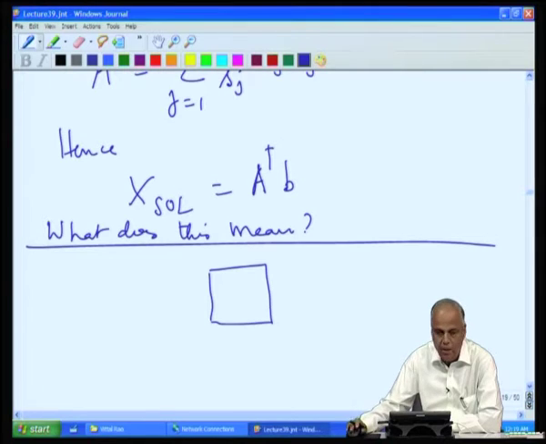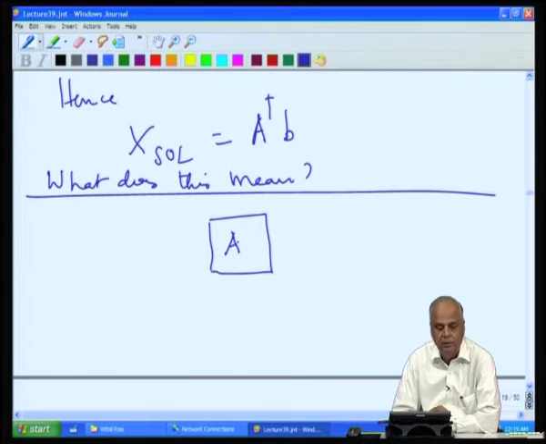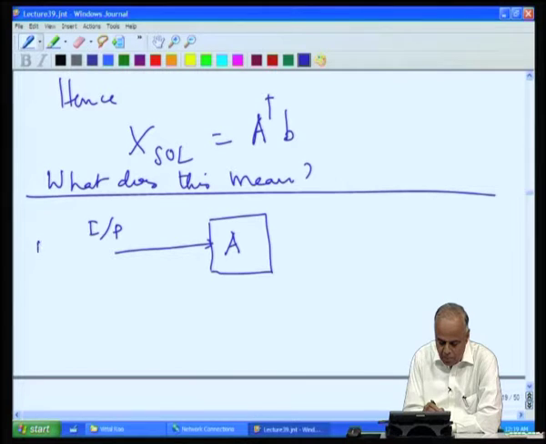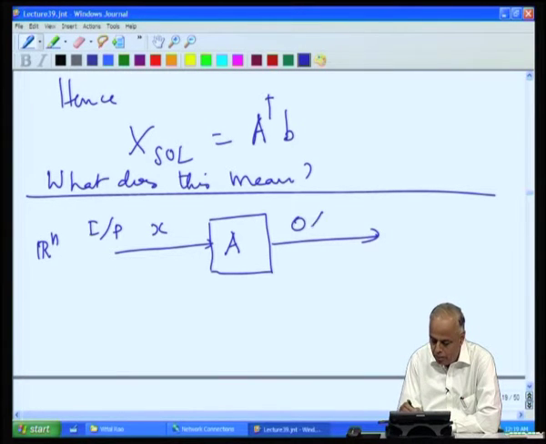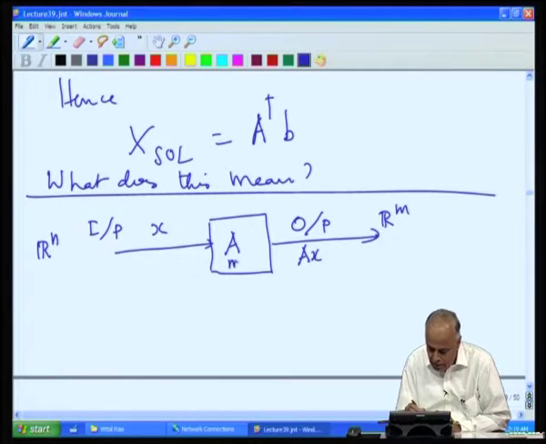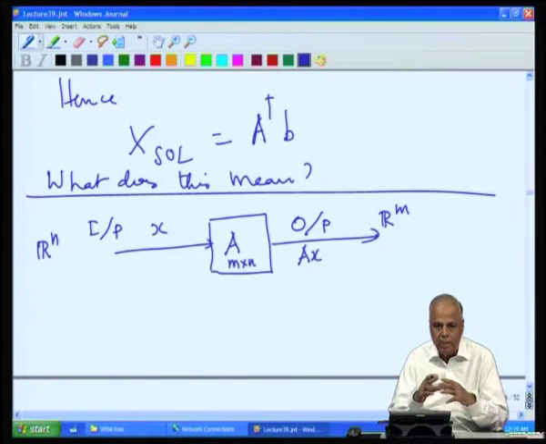We have a system, we are looking at it from a system point of view. The system matrix is A and the inputs for the system are all from Rn, and when you put an input x, there is an output, and they are all in Rm. The output is given by A times x, and A is an m by n matrix. So, this is how the matrix can be viewed. The matrix A is a black box, an input-output system.